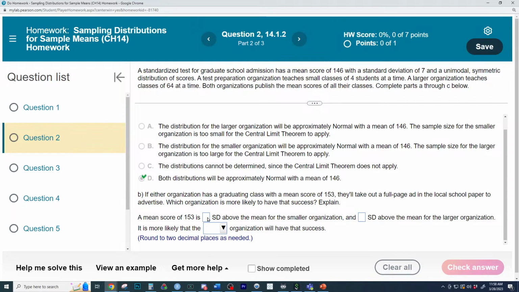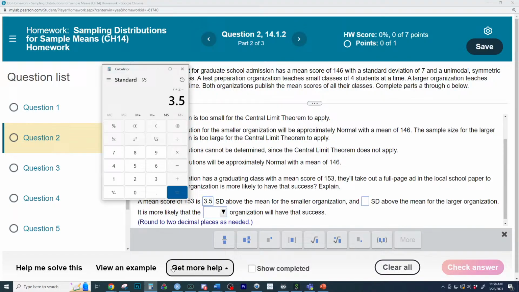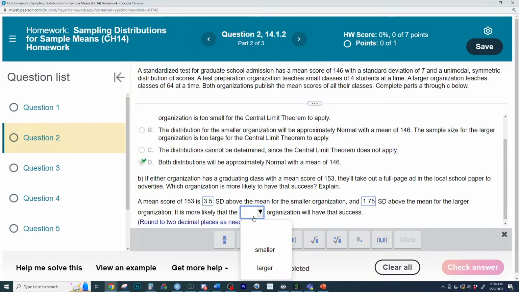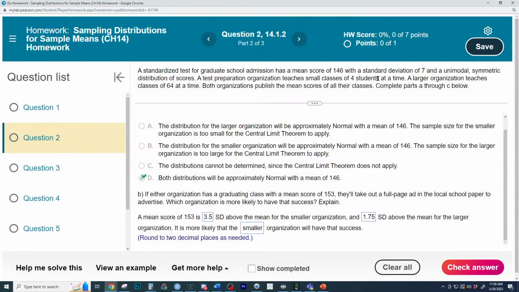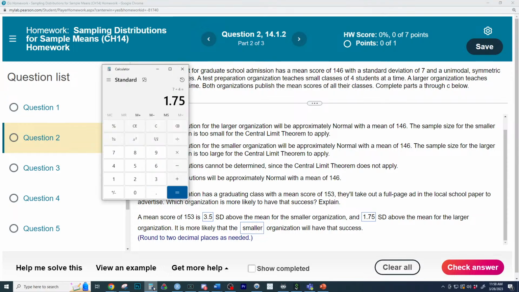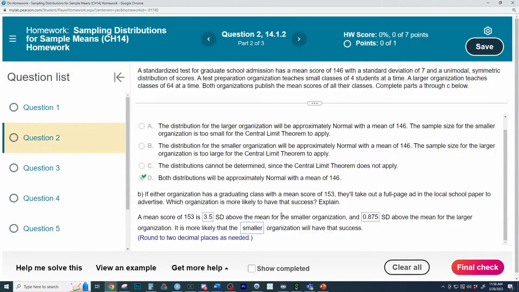So it wants first the smaller. So 7 over square root of 4 is that. And 7 over square root of 64 is this. And is more likely the smaller one will have it because this, whoa, what happened? Standard deviation is 7. 7 divided by 2. 64. Oh my gosh. 64 is 8. I don't know my perfect squares. There we go. What is up with me today? Round to 2 decimal places.